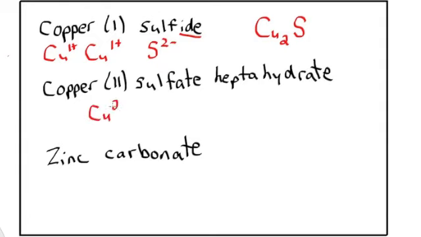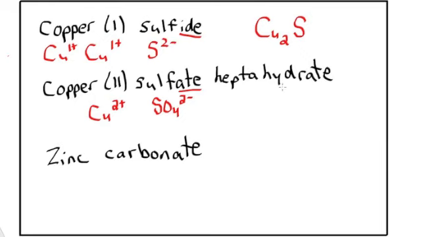Copper 2 means copper 2 plus. By the way, these are always positive. You're not going to see any negative metals, so they're always positive. Sulfate is different than sulfide because sulfate indicates that this is a polyatomic. I just looked that up. I looked that up on my polyatomic ions chart, and I see that it is SO4 2 minus.